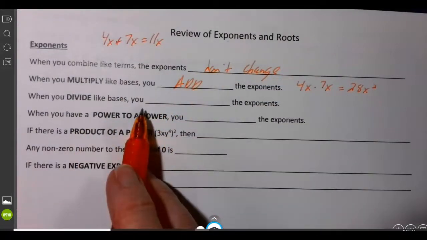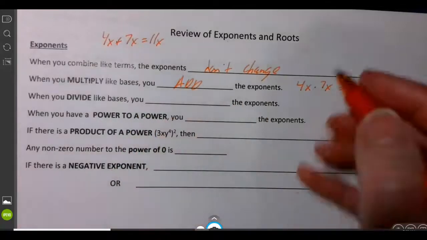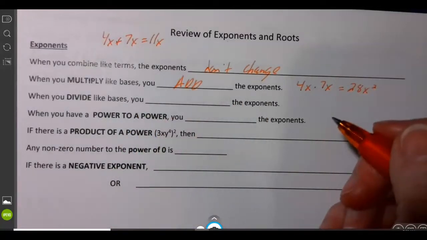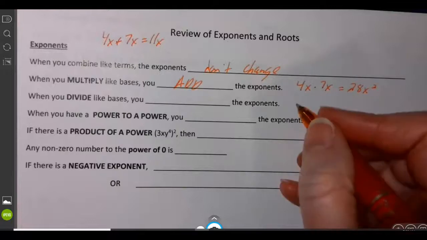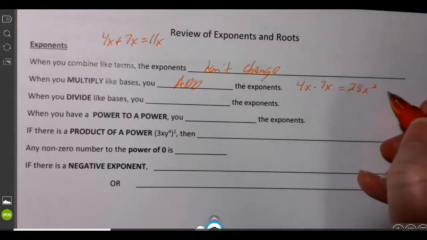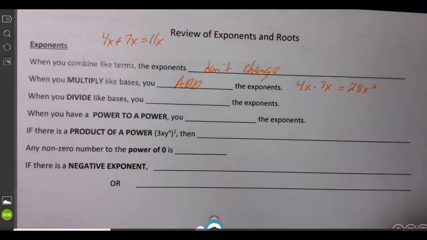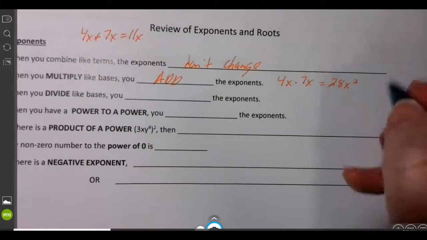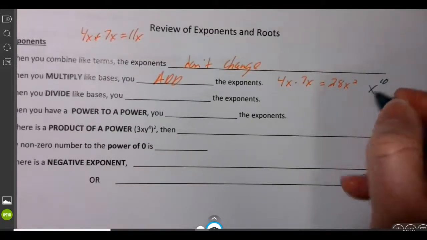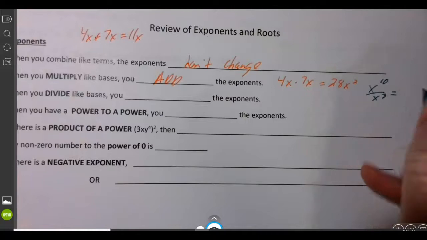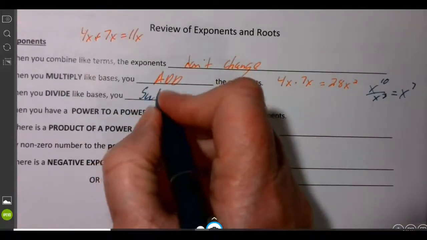When you divide like bases, you've probably seen it by now. I can't use 4 and 7 on this one, it's not as easy. But let's say I'm going to divide like bases, if I have x to the 10th over x to the 3rd, when I divide, I get x to the 7th. So I'm going to subtract my exponents.